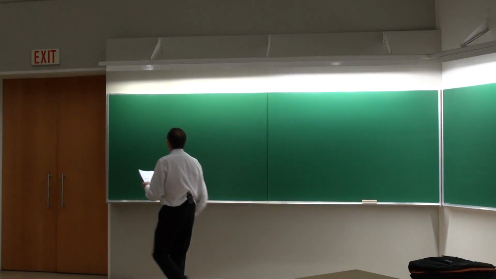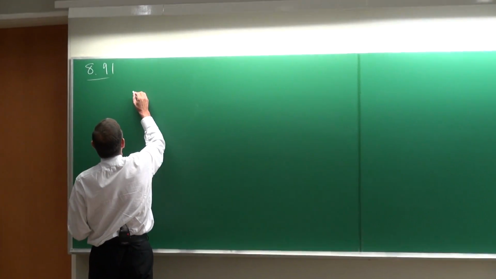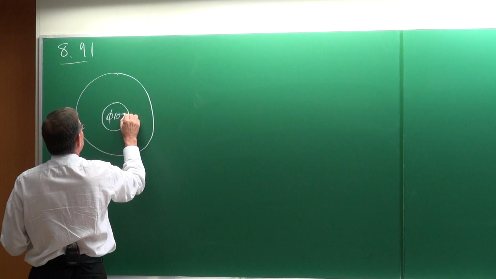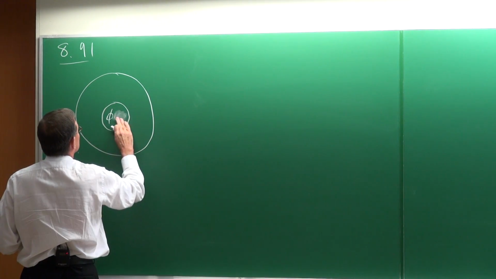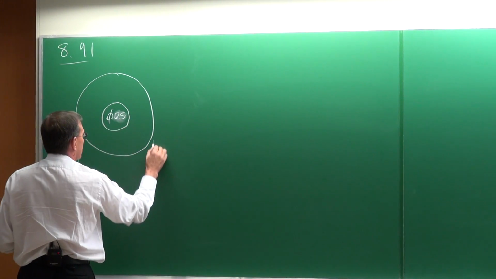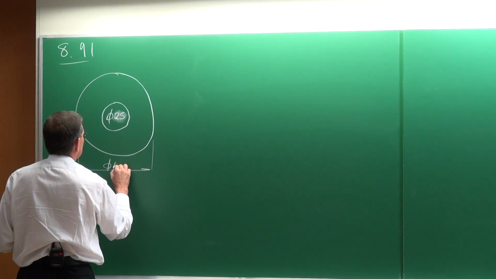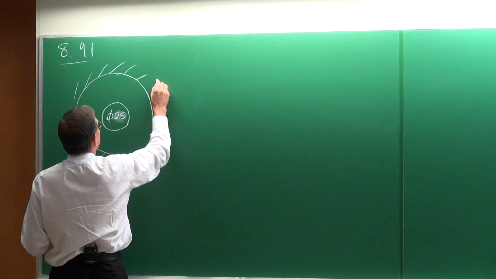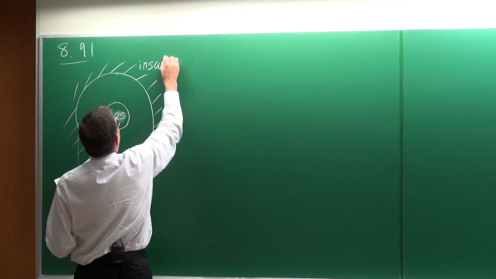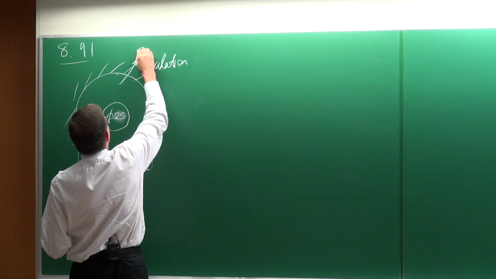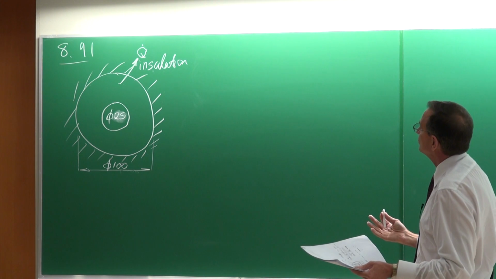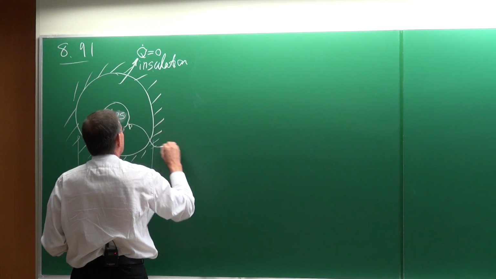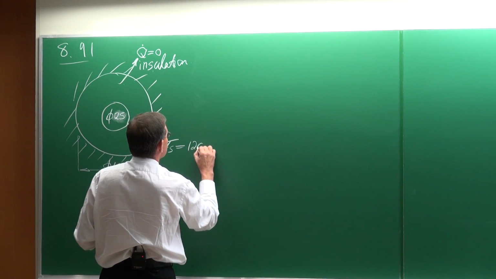Right, problem 8.91. Okay, schematically, we've got something like this. Diameter of 25, about 1 inch, and that is about 100 millimeters, that diameter there. And the outside, you've got some insulation. This insulation means that the heat transfer rate from the outside wall to the environment would be equal to zero. So that heat transfer rate is equal to zero. The temperature of the inner wall remains constant at 120 degrees Celsius.